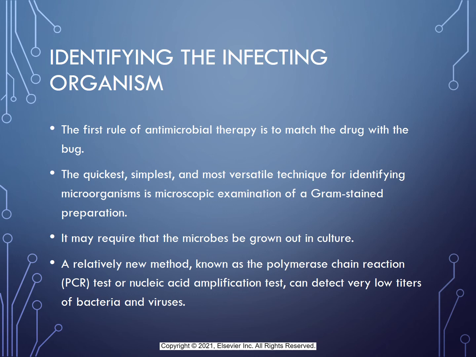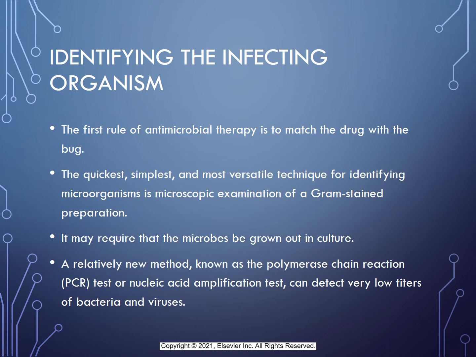Now, the quickest, simplest, and most versatile technique for identifying microorganisms is microscopic evaluation of a gram-stained preparation. Samples for examination can be obtained from exudate, sputum, urine, blood, and other body fluids. The most useful samples are direct aspirates from the site of infection. In some cases, though, only a small number of infecting organisms will be present. Under these conditions, positive identification may require that microbes be grown out in a culture.